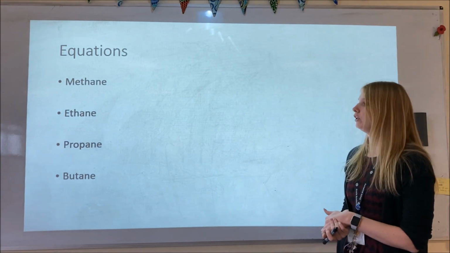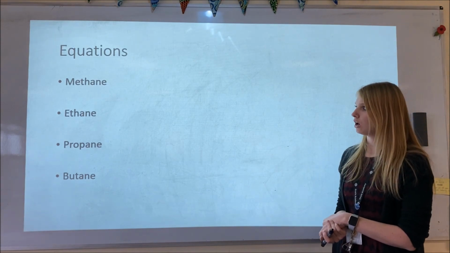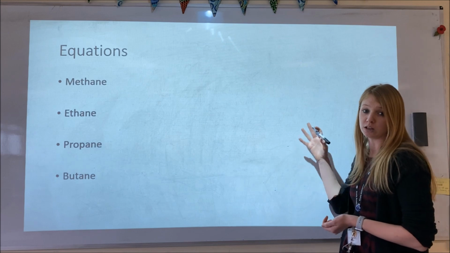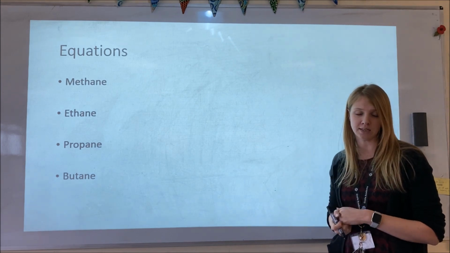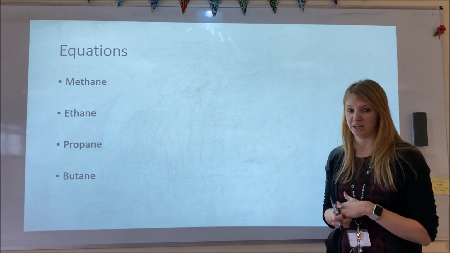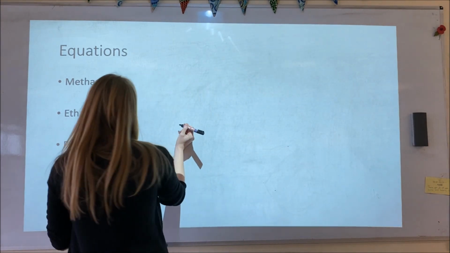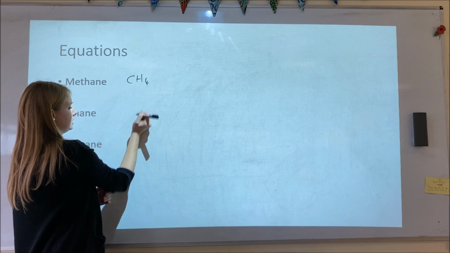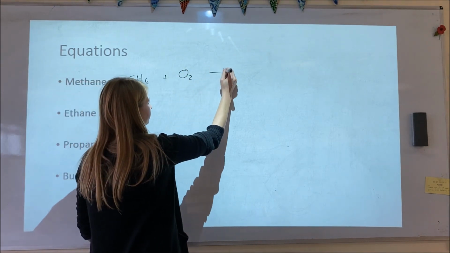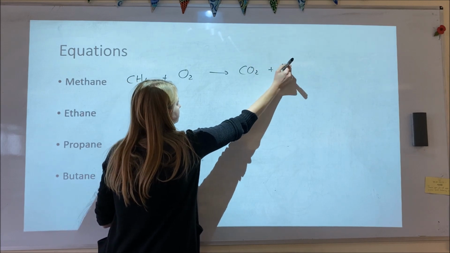Hopefully you had a really good go at that. So all of them are going to be plus oxygen goes to carbon dioxide and water. That should have been fairly easy. It's the symbol equations that may have been a bit more tricky. So let's go through each one. Methane is CH4 plus oxygen. We're making carbon dioxide and water.